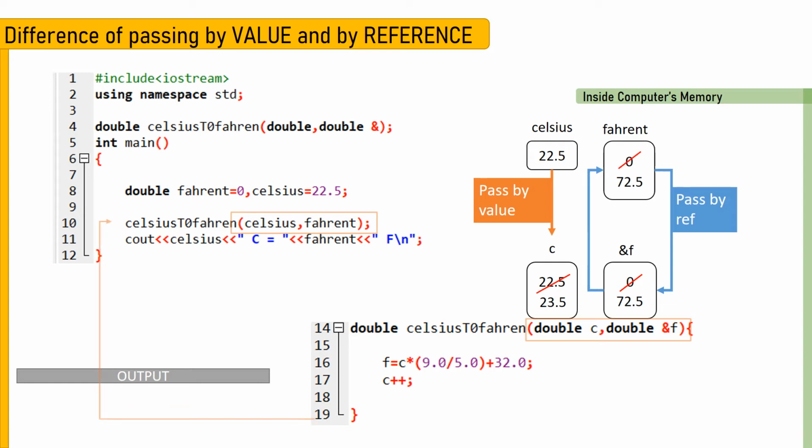And next, it executes the next line, which is line 11, and displays Celsius and Fahrenheit. Celsius is 22.5, followed by Fahrenheit, which is now 72.5.